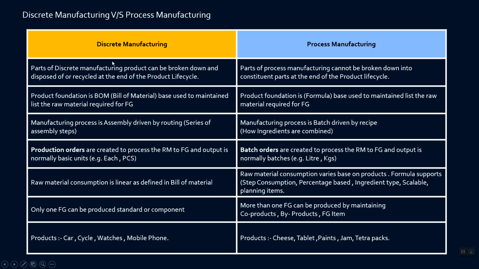Okay. You will see a simple example: car, cycle, watches, mobile phones. These are simple examples of discrete manufacturing. Whereas in process manufacturing, you can see items like cheese, tablet, paints. This tablet is the medicines I'm talking about here. Jam, Tetra packs, etc. All right. I hope you understood the difference between discrete manufacturing and process manufacturing and how it links to Dynamics 365 Finance and Operations.